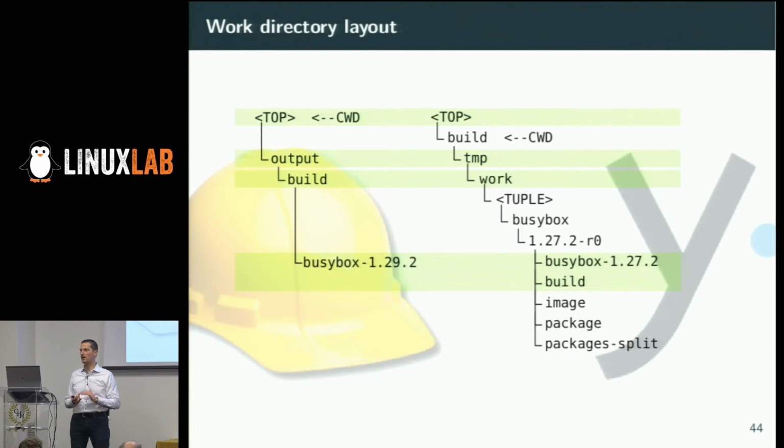In Yocto, from the top level directory, you work inside the build directory, which has a tmp subdirectory, work subdirectory, a tuple describing your machine directory, and then the package name, and then the package version. So it's very deep. In that, you have many subdirectories because it uses several steps to build it. So typically, in one, you have the source code, in one, the build artifacts, if out of source build is possible. In one, you have everything that gets installed by the package, and then the packages that get generated.